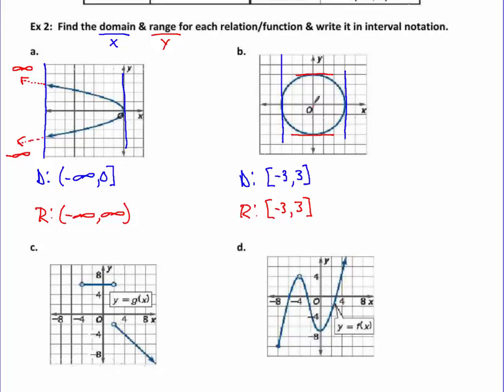We got a circle, it's centered at 0, 0. It has a radius of 3. So in any direction, we're only ever going to get to go 3. So hopefully that makes a little connection for you.